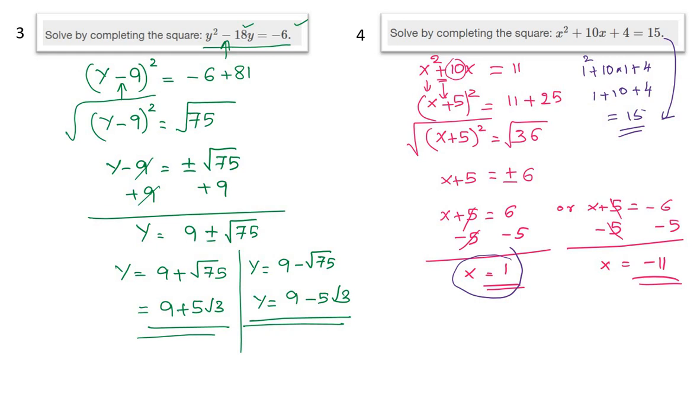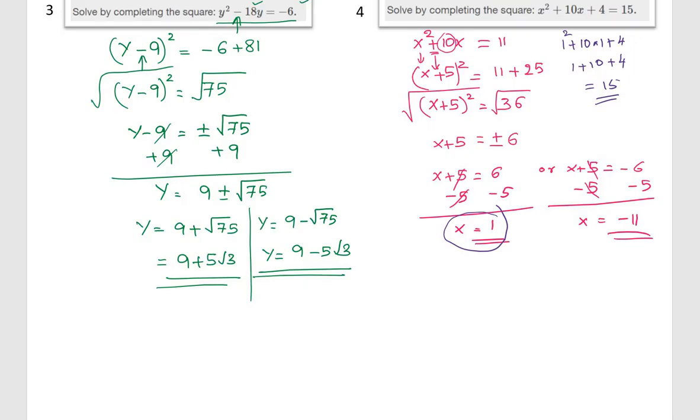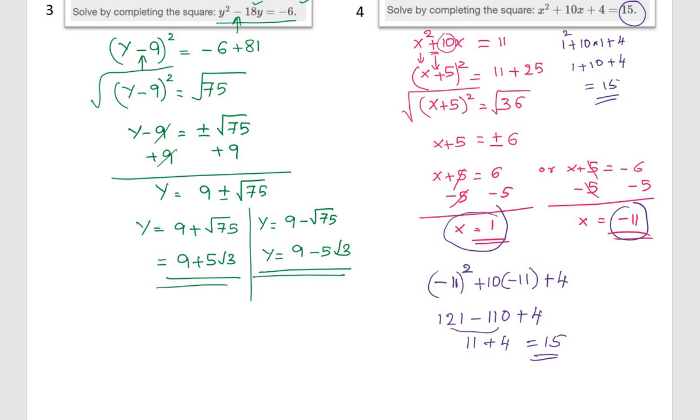Now again we can substitute that value of negative 11 also there. So we can substitute x is equal to negative 11. So it is negative 11 square plus 10 times negative 11 plus 4. Let us verify is that equal to 15 or not. So it is 121, 10 times negative 11 is negative 110, plus 4. So it will be 11, because 121 minus 110 is equal to 11, plus 4, that's equal to 15. So therefore x is equal to 1 and x is equal to negative 11 are the solutions of this quadratic equation. Okay, so I think that makes sense.